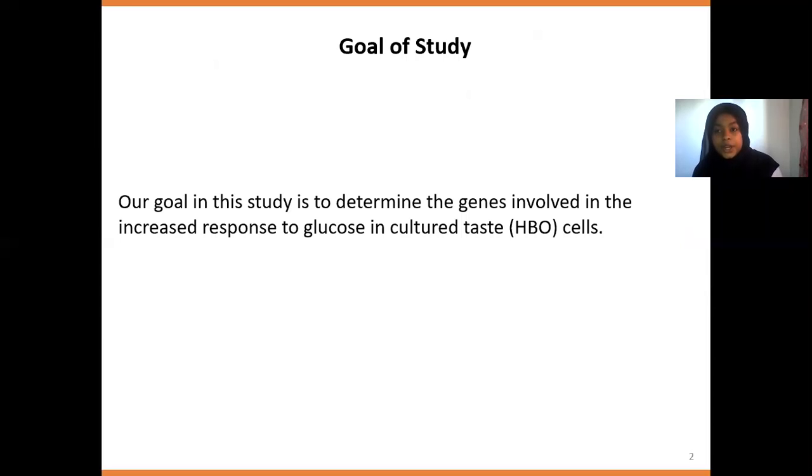DNA produces RNA, and RNA is what produces protein, but RNA is much easier to measure than protein. So in this study, we were looking at mRNA expression in order to gain a better understanding of the genes that are involved in the increased response to glucose in taste cells. And the taste cells that we were looking at were treated with a growth factor, and as a response to their treatment with the growth factor, became more responsive to sweet stimuli.